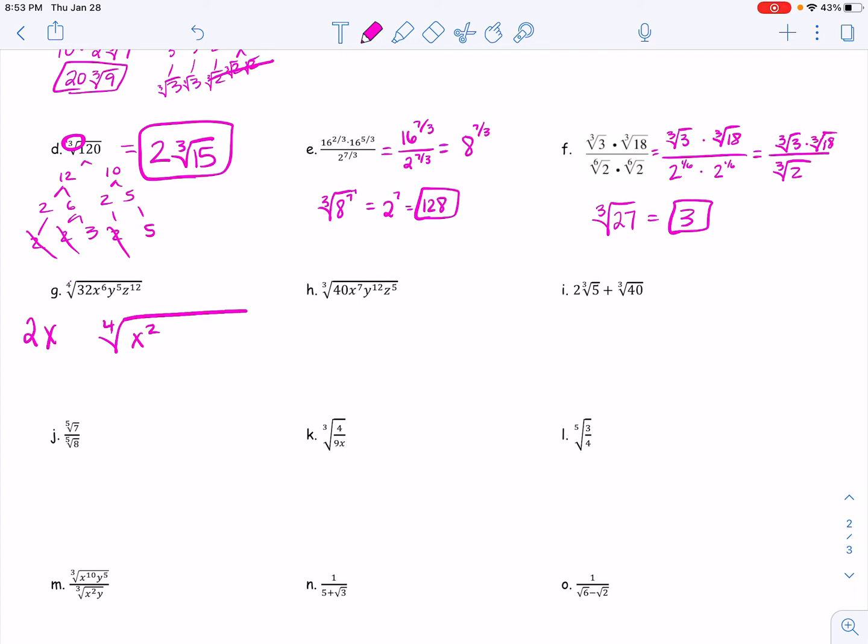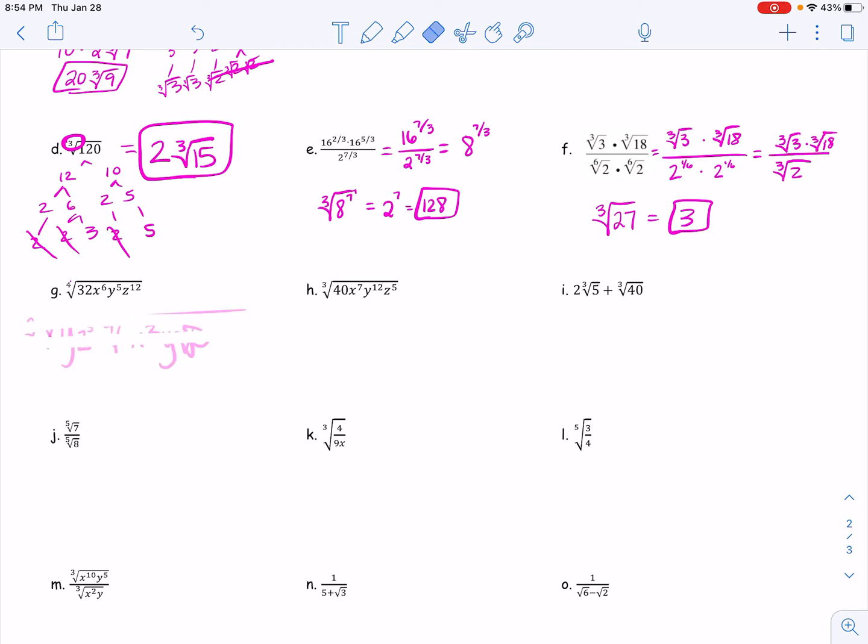Okay. What's the 4th root of y to the 5th? Y times y times y times y times y. I want 4 of a kind. There they are. What's left? That. The 4th root of z to the 12th power. How many groups of 4 can you make in 12? 3. That means there's nothing here for z.